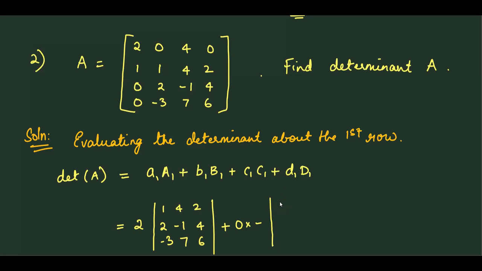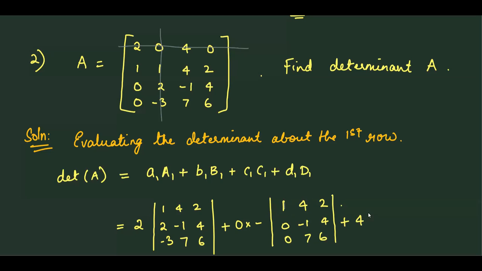you will get 2 4 0 1 4 2, sorry, not 240. The first row is gone. First row is eliminated, second column is eliminated. So you get 1 1 4 2 0 minus 1 4 0 7 6.